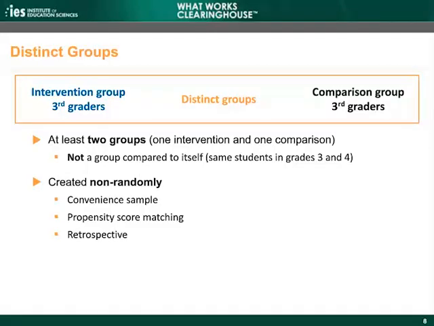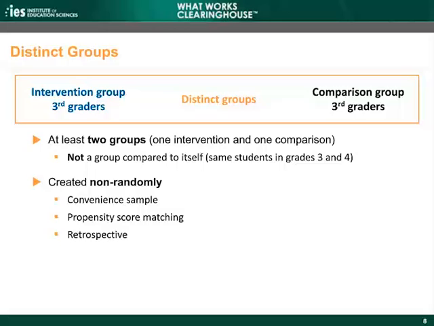Other than having distinct groups, there are no additional group formation requirements for QEDs. Group formation can be accomplished through various non-random processes. Groups could be created largely for convenience, for instance, choosing comparison group schools that are near your intervention schools, or by comparing schools that volunteered to implement a new curriculum to schools that did not. Researchers may use propensity score methods to create a comparison group matching intervention and comparison youth on characteristics that are likely to be related to the outcome of interest.